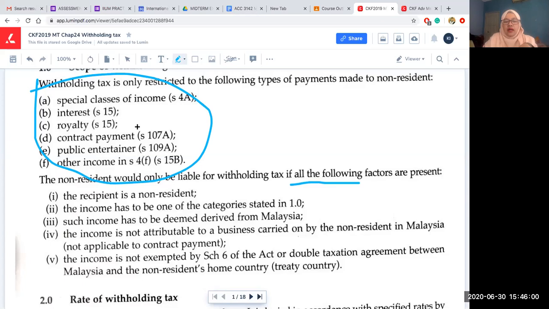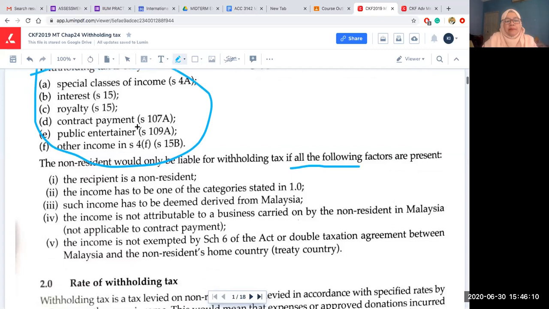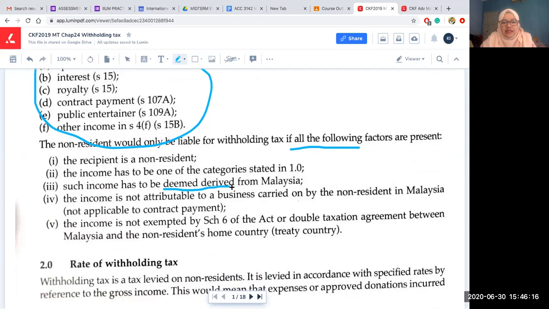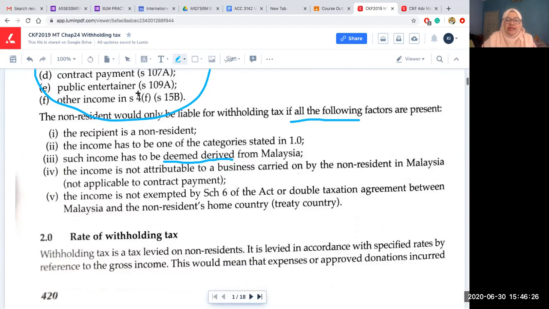We have section 4A. So later we look at the definition. Income under section 4BA, interest income, royalty income, all these types of income. And the income needs to be deemed derived in Malaysia. It's very important. If the income is not derived in Malaysia, even though it falls into this scope, you have to check, is the income derived in Malaysia? If it's not derived in Malaysia, it means that you don't have to pay withholding tax, right?